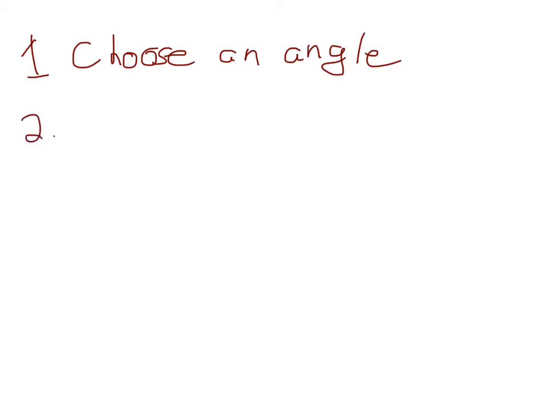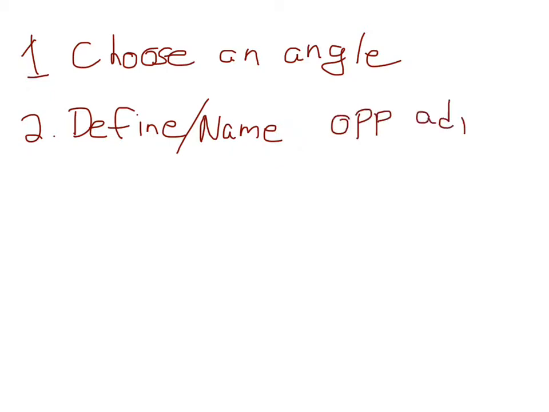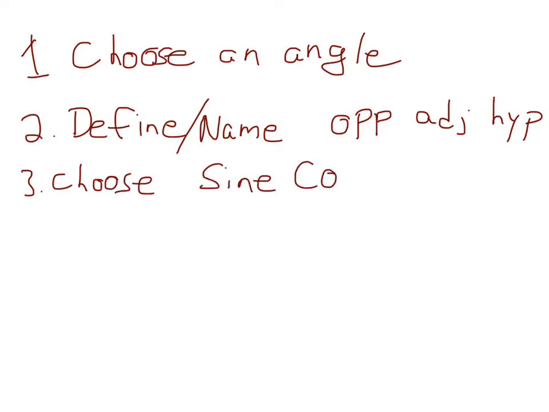Step 2, you're going to define your sides. And really by define I mean name. We're going to name the sides, and they need to be named opposite, adjacent, and hypotenuse. You need to make sure you have a clear understanding of which side is which, because that's going to help you choose, number 3, sine, cosine, or tangent.